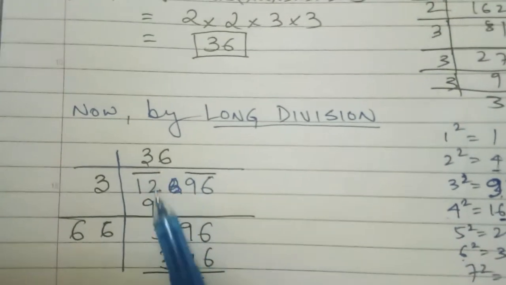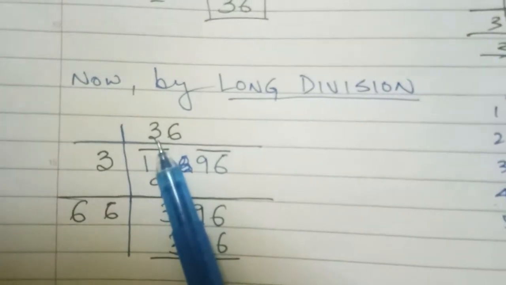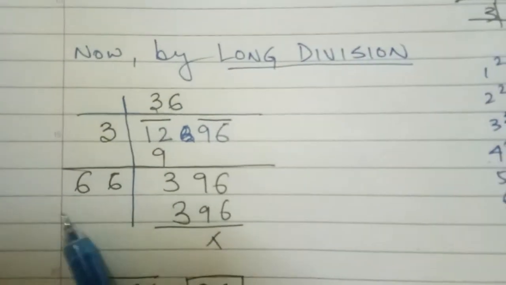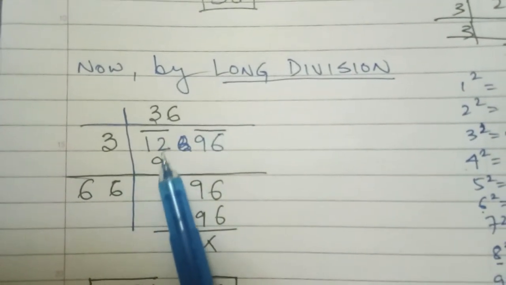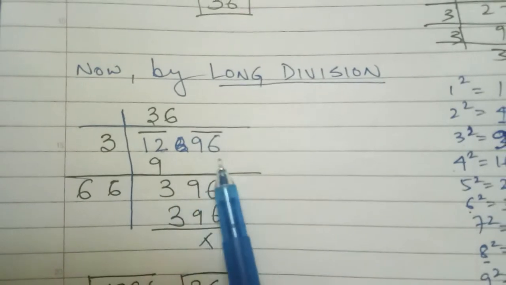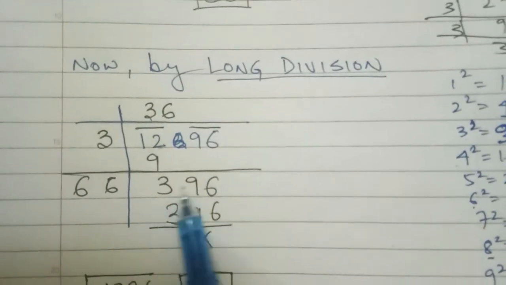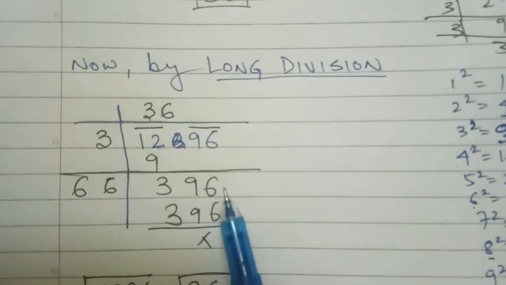Then 3 3s are 9. Now I have written 6 over here. 6 means what? The double of 3. The double of 3 is 6. Now, after subtracting, 12 minus 9 is 3, and 96 comes down, so here it is now 396.